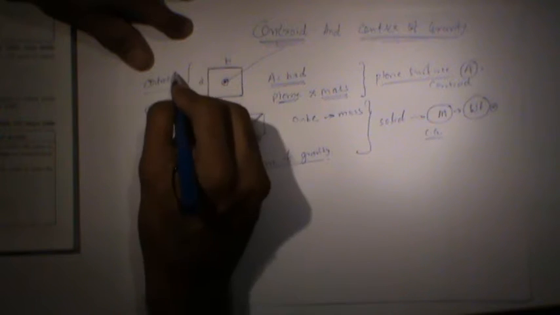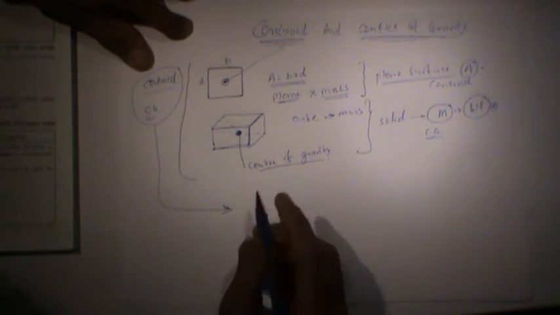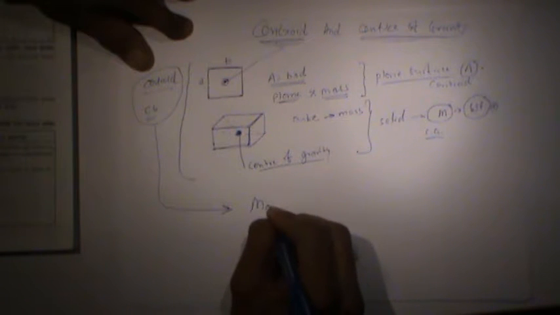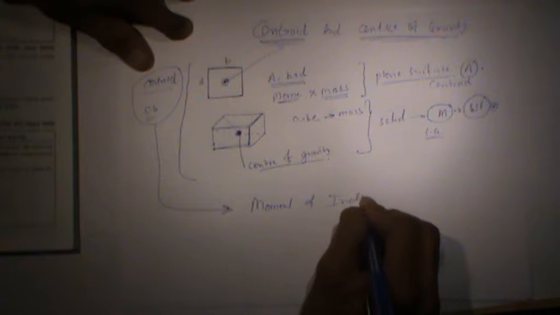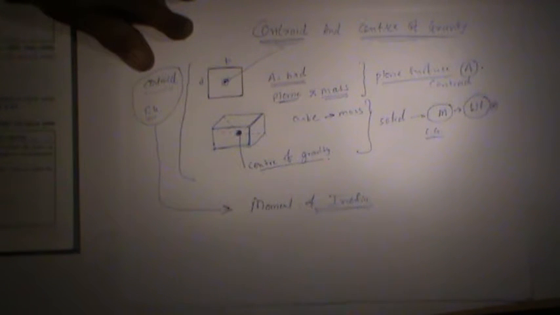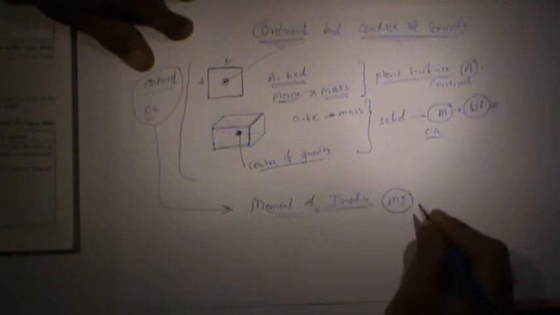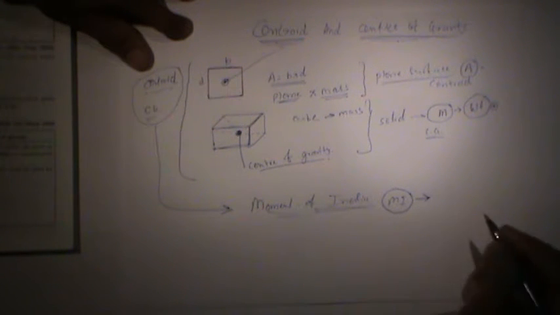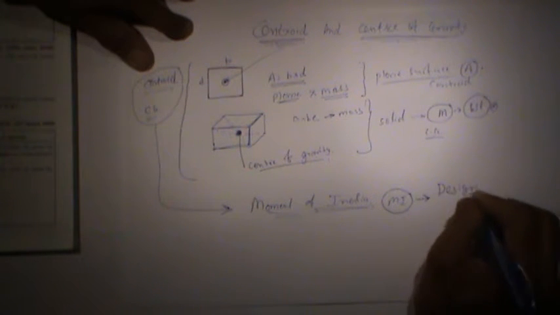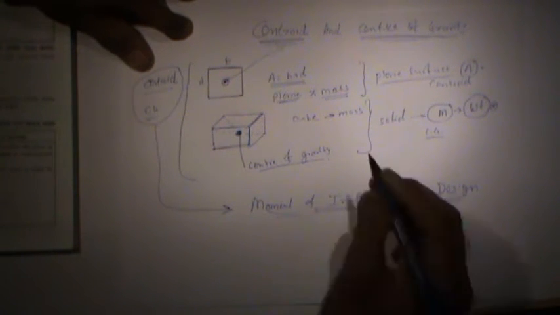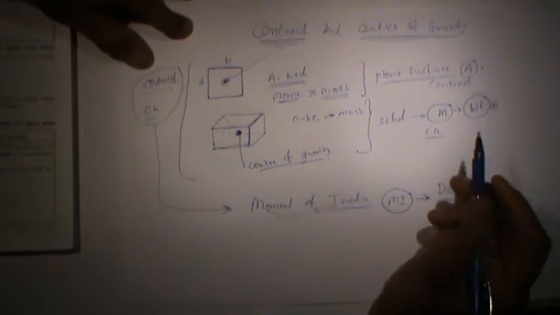As a whole, this phenomenon is also utilized in finding the moment of inertia. So this is the MI. We must know about the MI, and this MI is mostly used in design. So it is very important to have knowledge of the center of gravity and centroid.